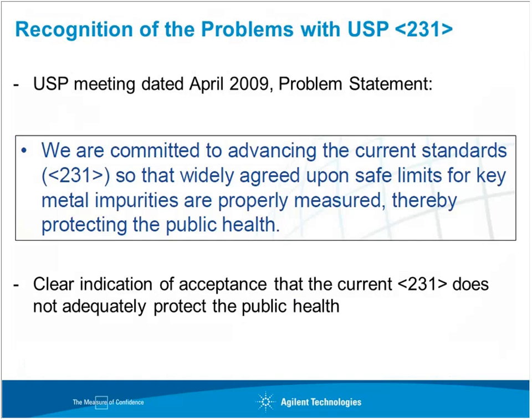So just another statement here, this one from USP showing the commitment to advancing 231. A USP meeting from April 2009 says that we are committed to advancing the current standards so that widely agreed upon safe limits for key metal impurities are properly measured, thereby protecting the public health. So this is really a clear indication of acceptance that current method 231 does not adequately protect the public health.